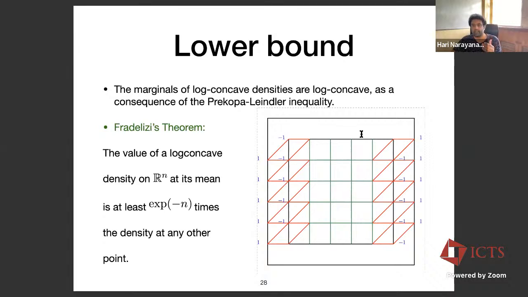So we know that if I just look at the measures on these outer bands, I get some log-concave measures. And then Fradelizi's theorem says that the value of a log-concave density at its mean is at least e to the minus n times the density at any other point. This is not true for arbitrary functions, but it is true for log-concave functions. So if you use this, then what we get is that the boundary values at the mean value are actually a fairly likely scenario. So that gives us the lower bound that we require.